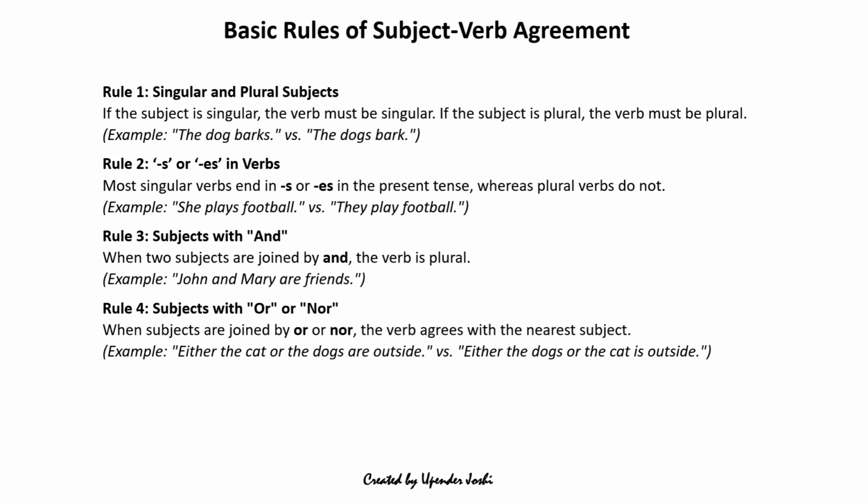Rule 4. Subjects with or, nor. When subjects are joined by or, nor, the verb agrees with the nearest subject. Example, either the cat or the dogs are outside, versus either the dogs or the cat is outside.